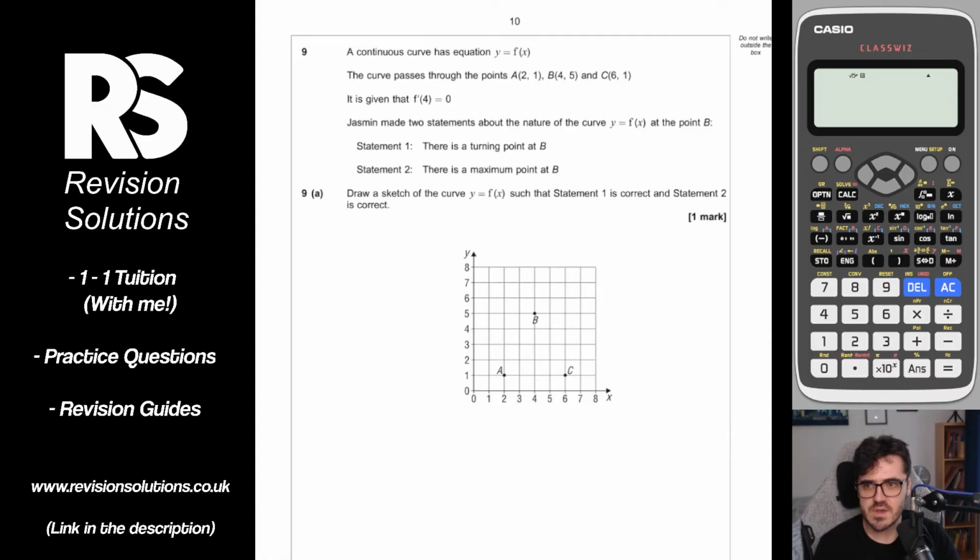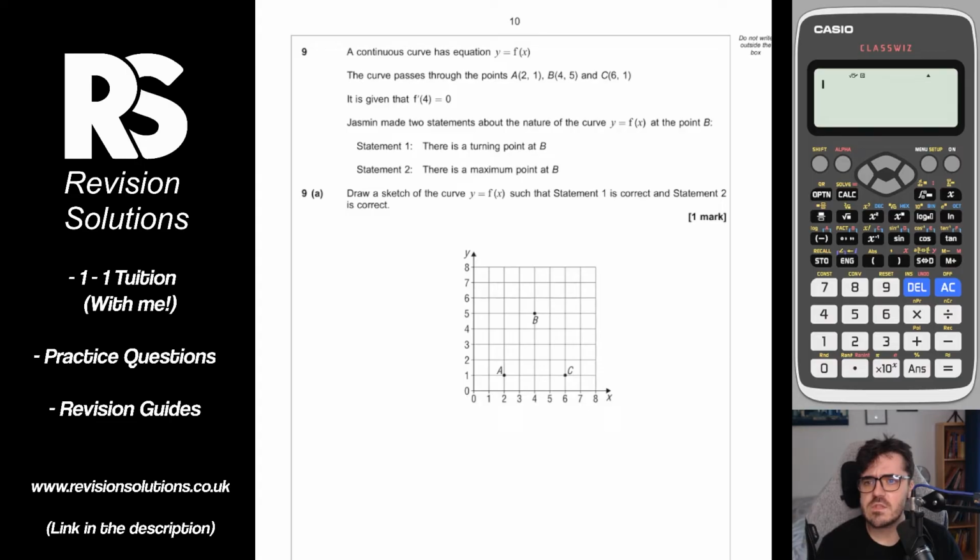Moving on now to question 9, it says a continuous curve has equation y equals f of x. The curve passes through the points A with coordinates 2, 1, B coordinates 4, 5, and C coordinates 6, 1. It is given that f dash of 4 equals 0. So 4 is the x-coordinate of B. So there must be some kind of stationary point at B.